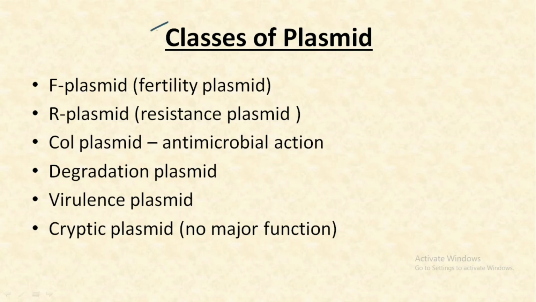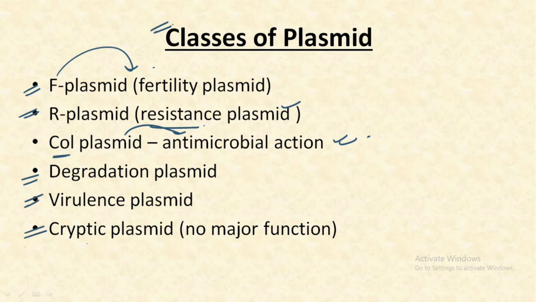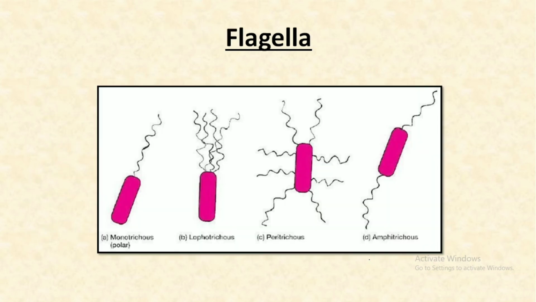So talking about the classes of the plasmid, we have mainly 6 classes of plasmid. First one is the F plasmid or the fertility plasmid. Then we have the R plasmid or the resistance plasmid. Then we have the Col plasmid, which majorly functions for the antimicrobials. Then we have the degradation plasmid. After that we have the virulence plasmid, and finally we have the cryptic plasmid, which does not have any major function, or it supports the bacteria in some functions. So this was all about the plasmid and its classes.